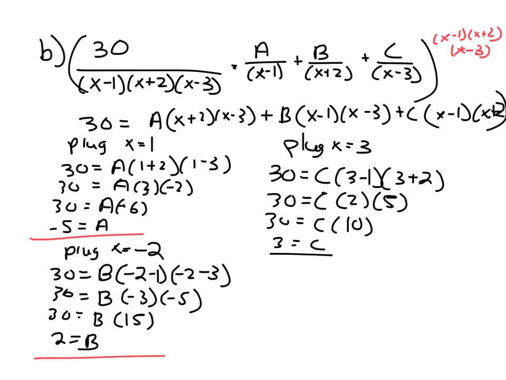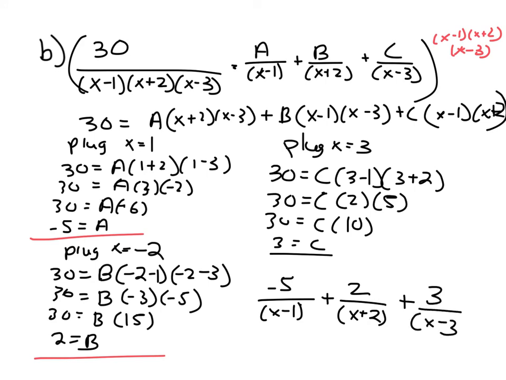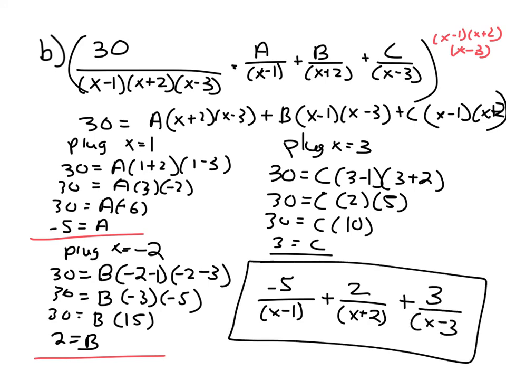Alright, so now I can write my partial fraction decomposition. First I have negative 5, so that's negative 5 over x minus 1, and then plus 2 over x plus 2, and then plus 3 over x minus 3, and there you go, that's my answer.